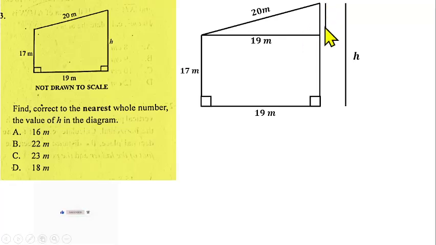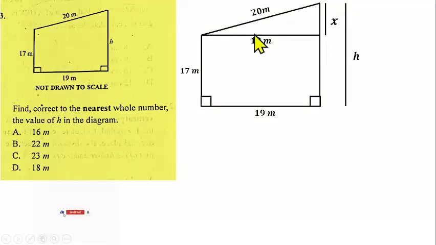Because of this right angle triangle, we have this side which is the hypotenuse, and we have this side, so you can find the third side using Pythagoras theorem. Let's call that side x. Our aim is to find the height, and we know that from here to here is 17. Whatever we get for x, add it to 17, and that will give us the height.